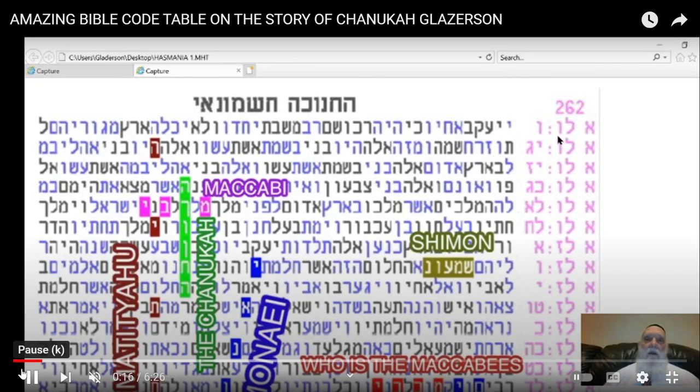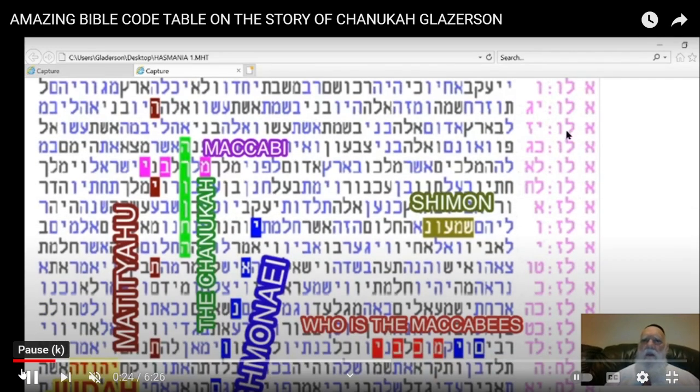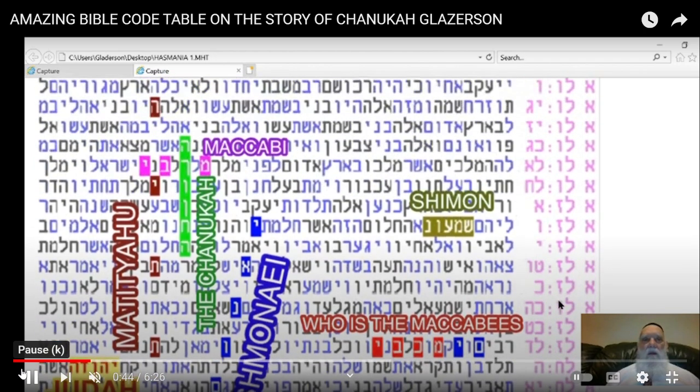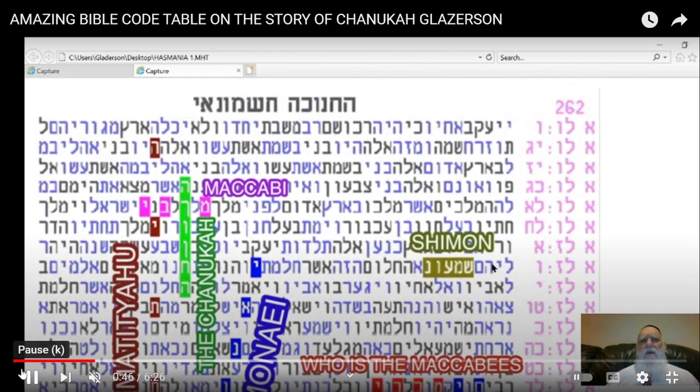Very interesting table, really, on Chanukah, found by Doron Witztum, and it comes in a few chapters in Genesis. You can see 36, 37, 38, a very significant part. You can see here the words in green. You can see clearly the word Chanukah. Chanukah, you can see in green, minimal in Genesis, by the way, interesting.